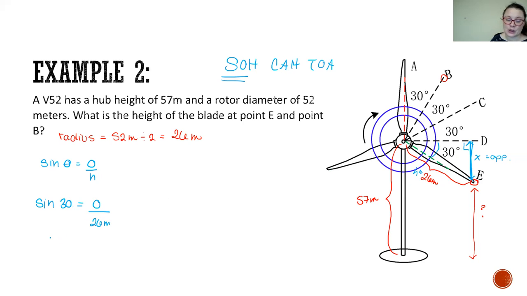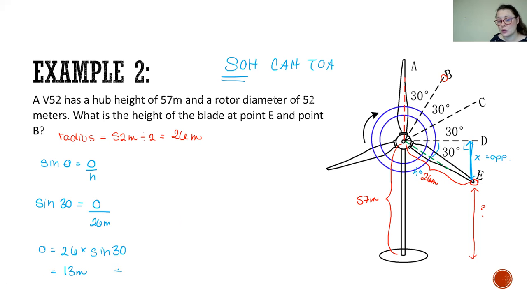Solving this is very easy. Rearranging, it's O divided by 26, so we're going to multiply by 26. O is equal to 26 times the sine of 30, which gives us a total of 13 meters. Okay, so that's not the height though. That's not the height at E.